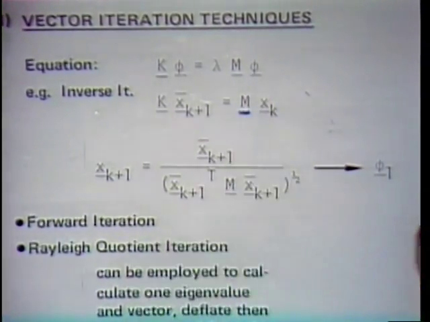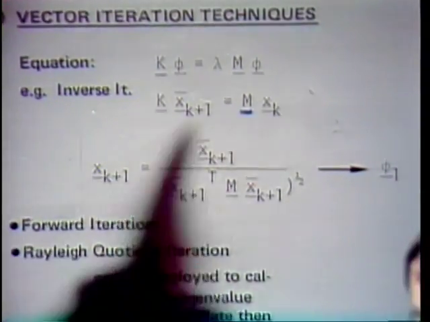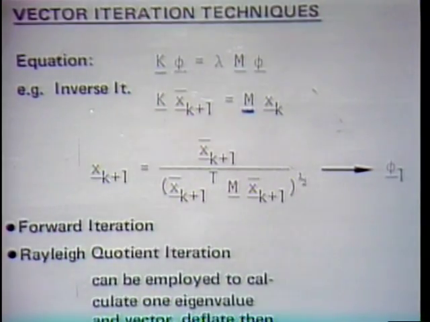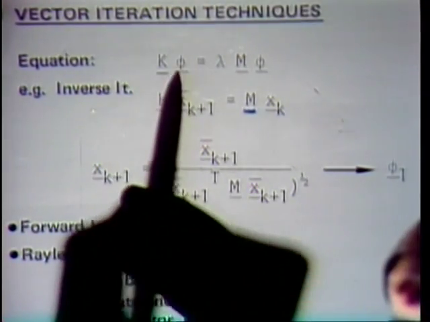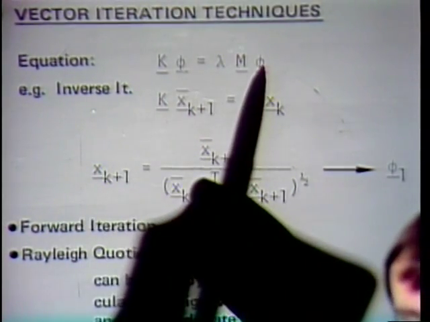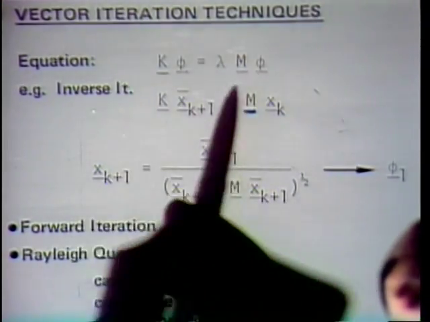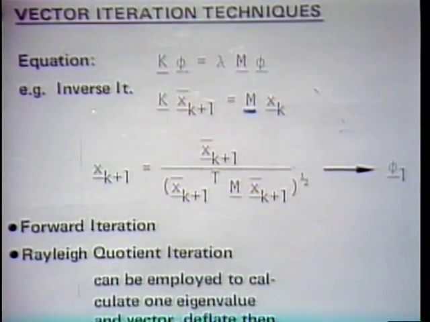Start off with a vector on this side that we assume. Calculate a new vector on this side. Then take that new vector, plug it back on the right-hand side, and cycle through this way. This is indeed inverse iteration.